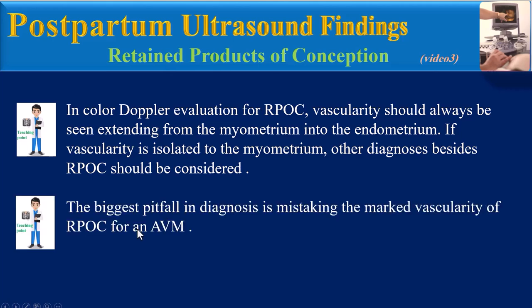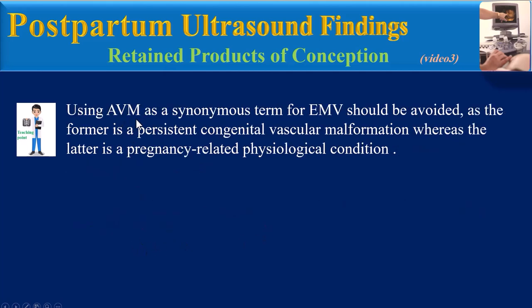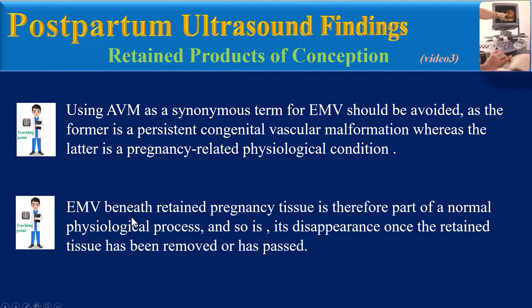The biggest pitfall in diagnosis is mistaking the marked vascularity of RPOC for an AVM. Using AVM as a synonymous term for EMV should be avoided, as the former is a persistent congenital vascular malformation, whereas the latter is a pregnancy-related physiological condition. EMV, enhanced myometrial vascularity, is therefore part of a normal physiological process, and so is its disappearance once the retained tissue has been removed or has passed.